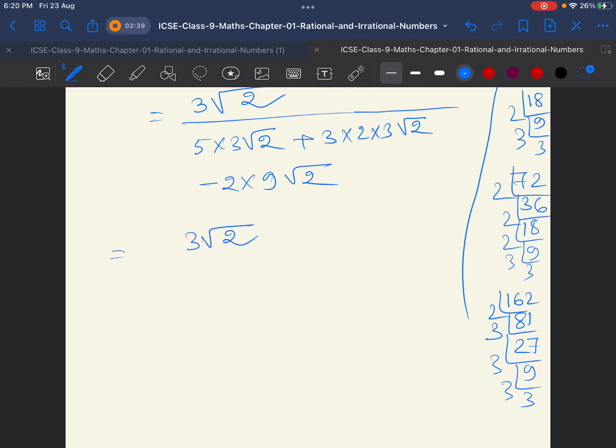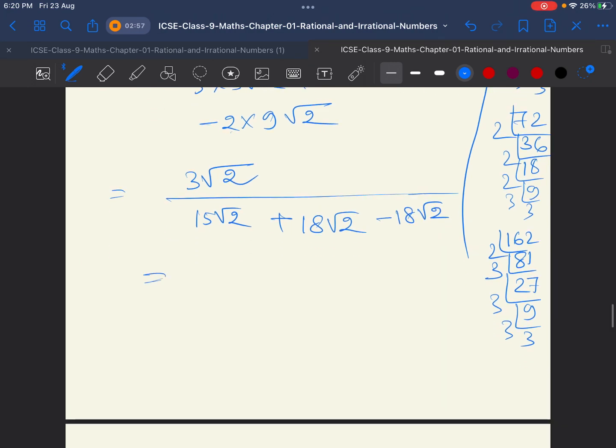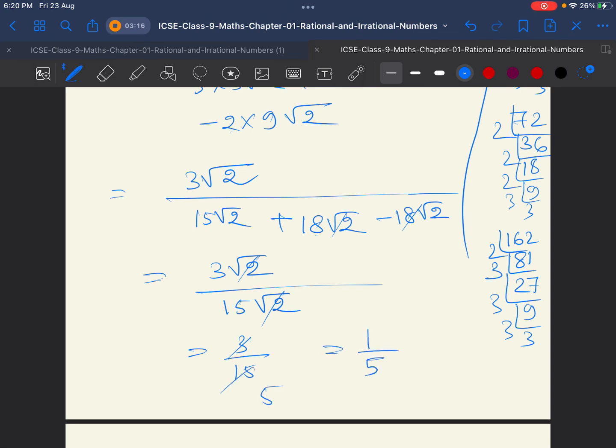Now 3 root 2 by 5 into 3 15 root 2 plus 3 into 2 6 into 3 18 root 2, 2 into 9 18 root 2. Okay, so 3 root 2 by 18 root 2 minus 18 root 2 cancel, so by 15 root 2, root 2 cancel. Now 3 by 15, so 3 5s are 15, 1 by 5.